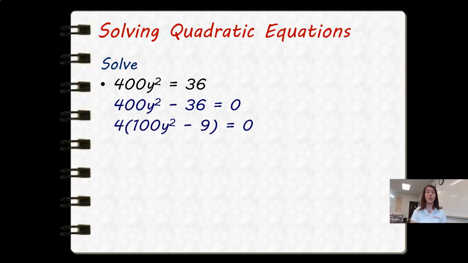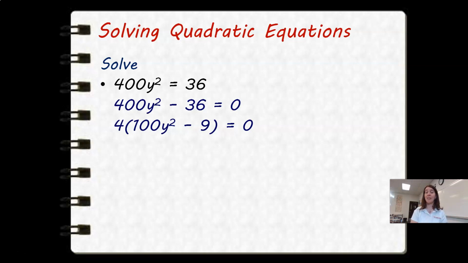When I do that, let's see what's left over. 400 divided by 4 was 100. We didn't do anything with the variable because there was no variable on the second term. So I have 100y squared. There's my minus sign, and then 36 divided by 4 gave me 9, and our equation is equal to 0. So all that I did so far was pull a common factor out to the front of our parenthesis.